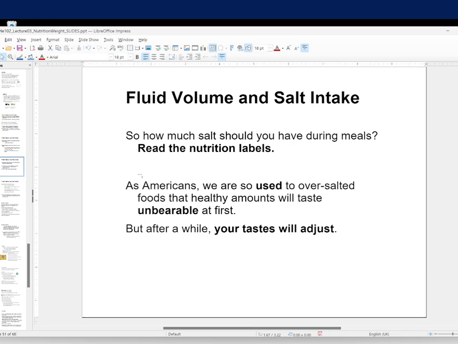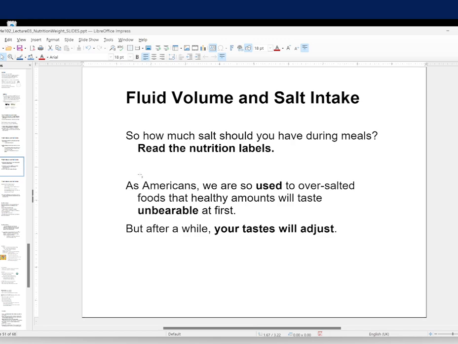Instead, eat a little bit less tomorrow than you're used to. And then by the end of the week, eat a little bit less. And then by the end of the month, eat a little bit less. And after a couple of years, like 2 or 3 years, you will be down to normal, recommended amounts of salt. Your tastes will adjust. You'll barely notice it happening. That's what happened to me.